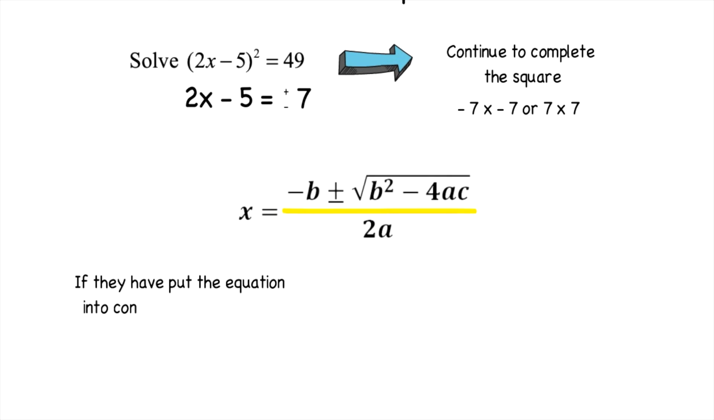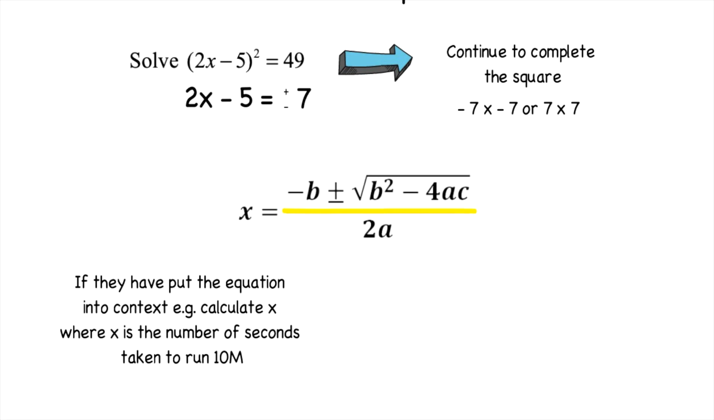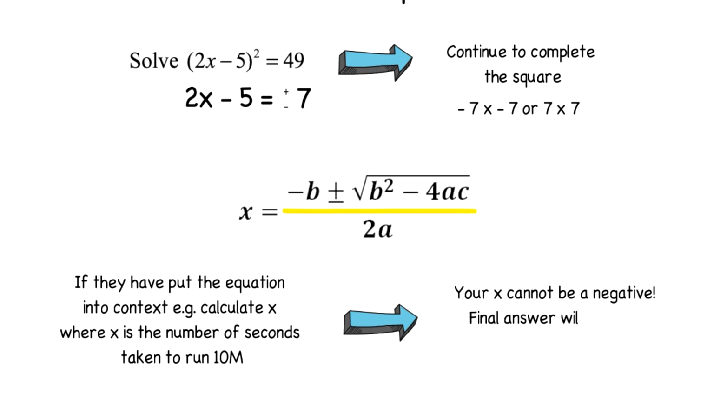Lastly, if they put the equation into context, such as asking you to calculate x, where x is the number of seconds taken to run 10 meters. In this case, your x cannot be a negative, so the final answer will only be your positive x value. Some examiners will deduct marks if you give a negative value, so be really careful here.